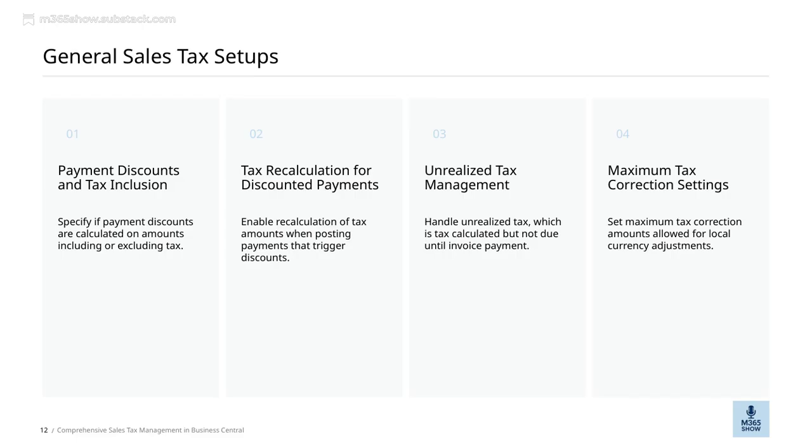Now, let's take a closer look at some of the key settings for managing sales tax effectively in Business Central. First, we have the option to set maximum tax correction amounts for local currency adjustments. This helps ensure that any corrections stay within reasonable limits, maintaining accuracy without overcorrecting.